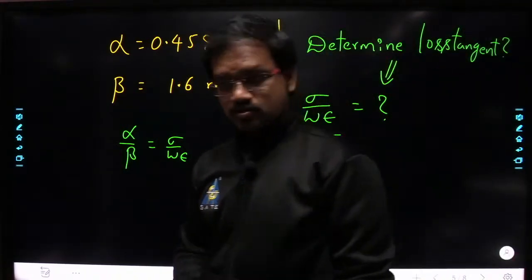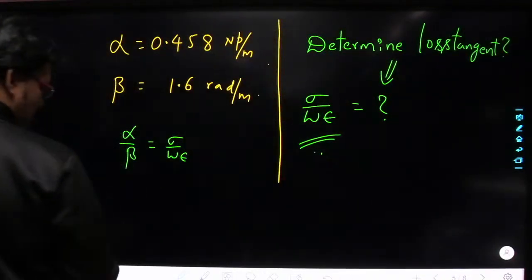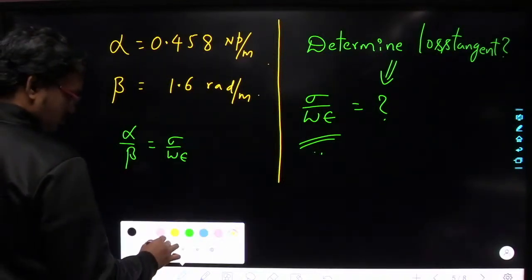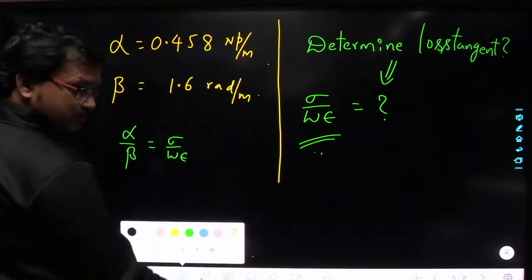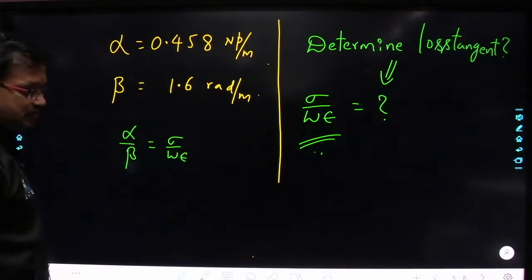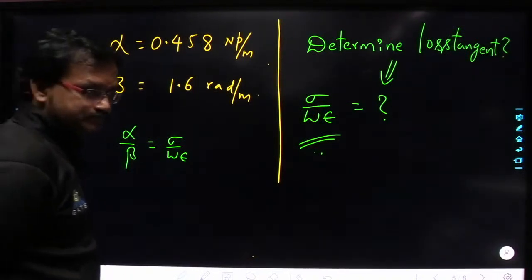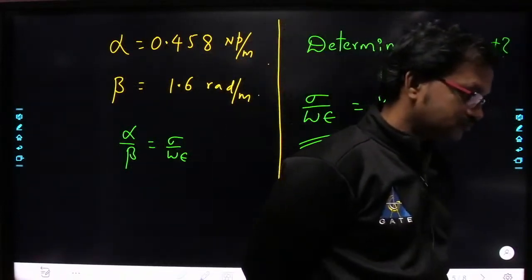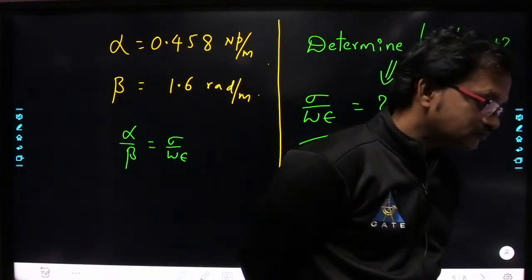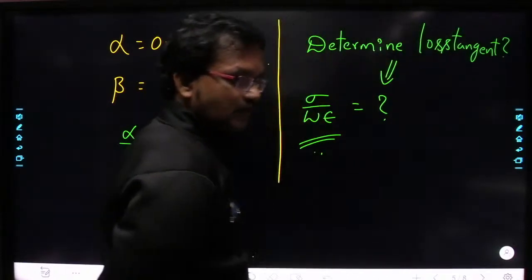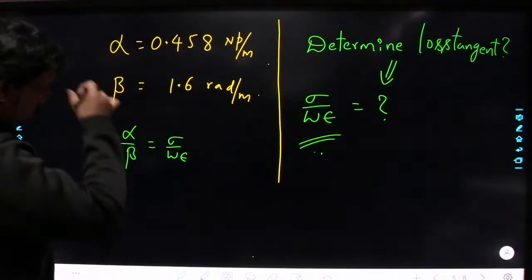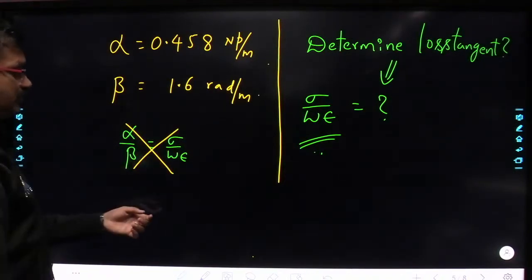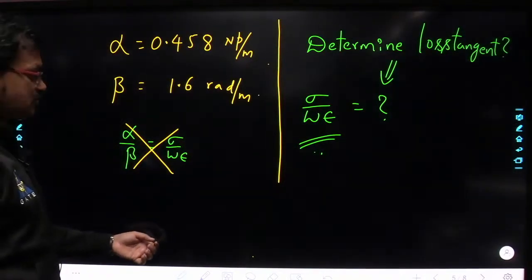Selvaraj, does the alpha by beta ratio give you sigma by omega epsilon? Tell me here. Are you saying this one? Apply the formula. What formula? Alpha by beta is not sigma by omega epsilon, right?